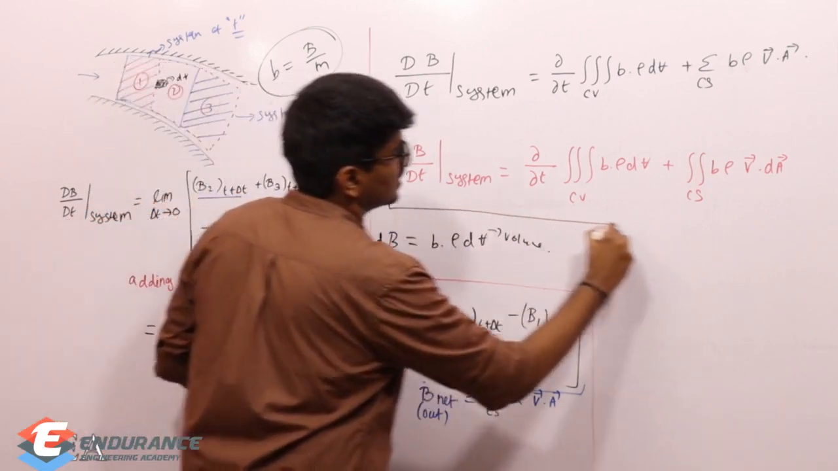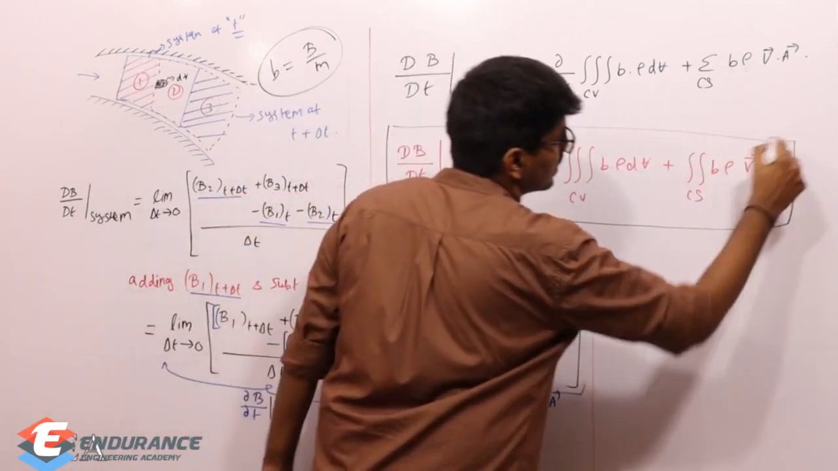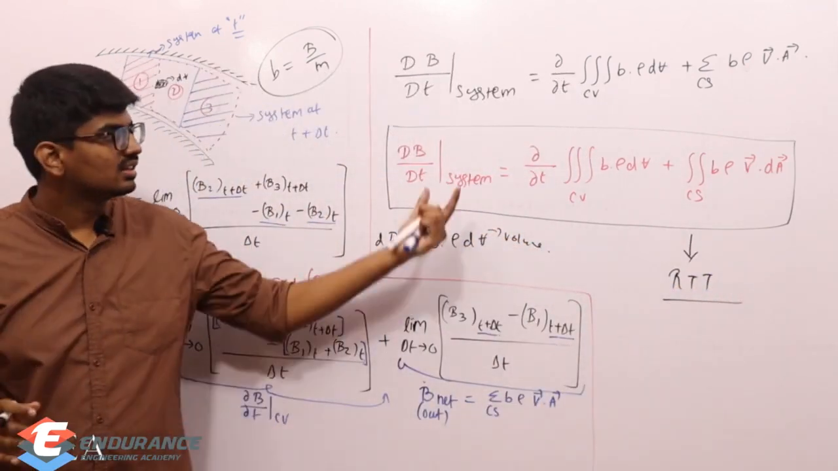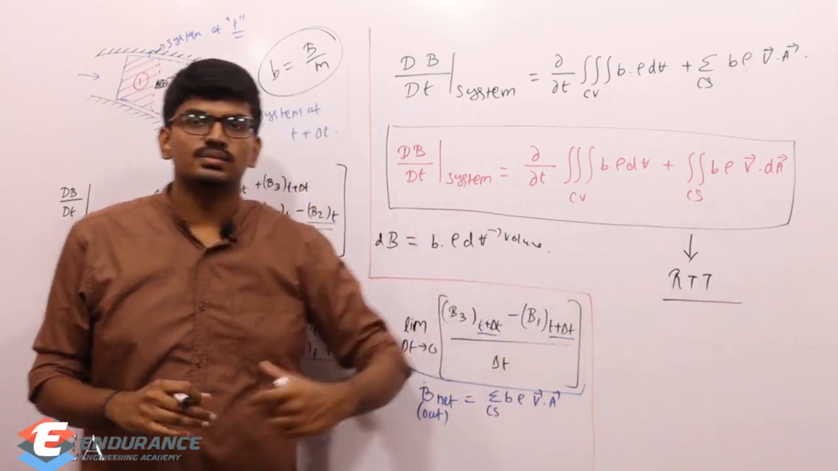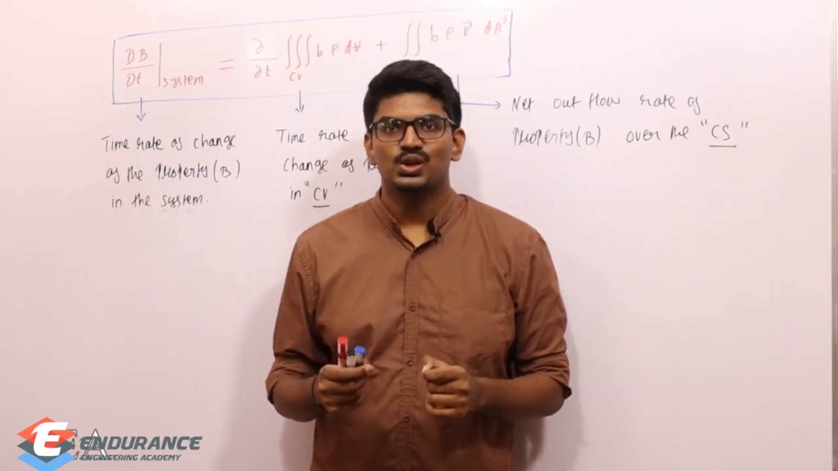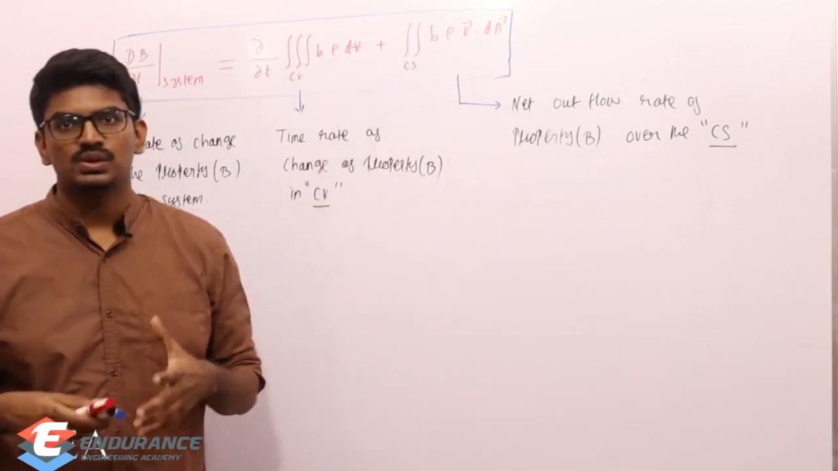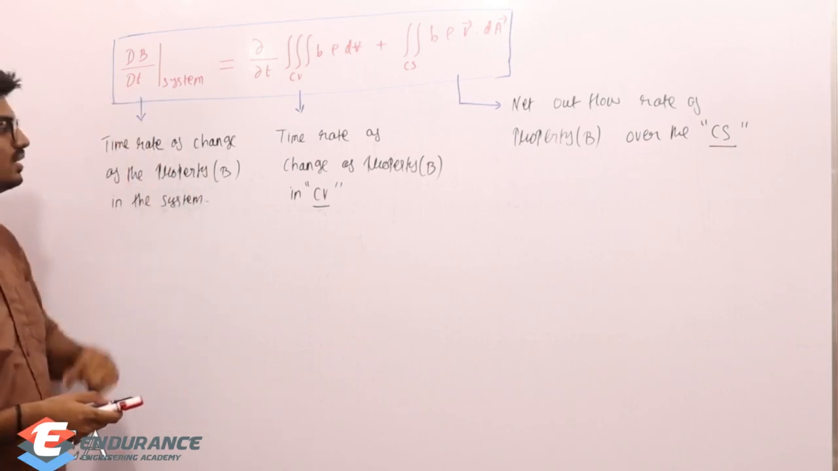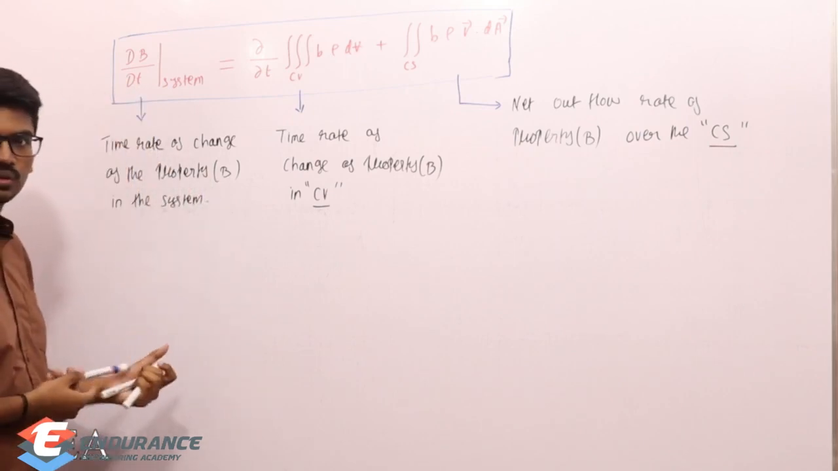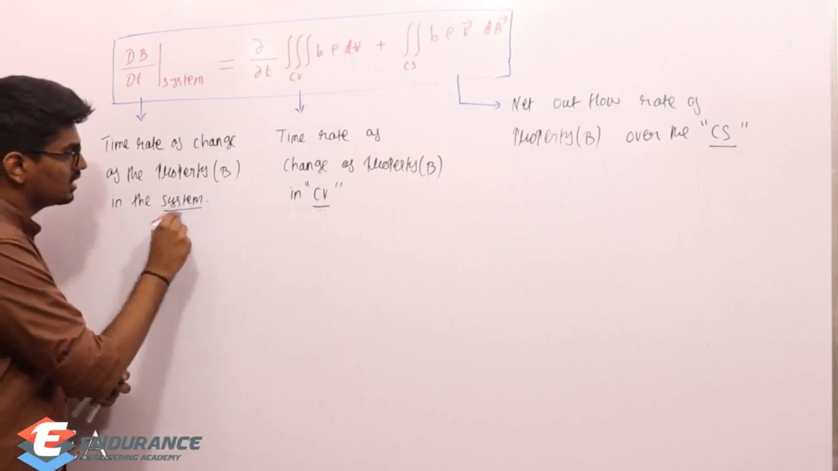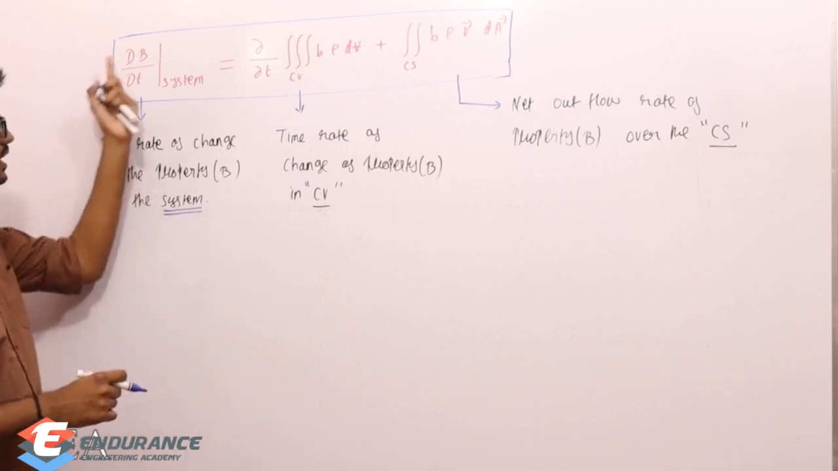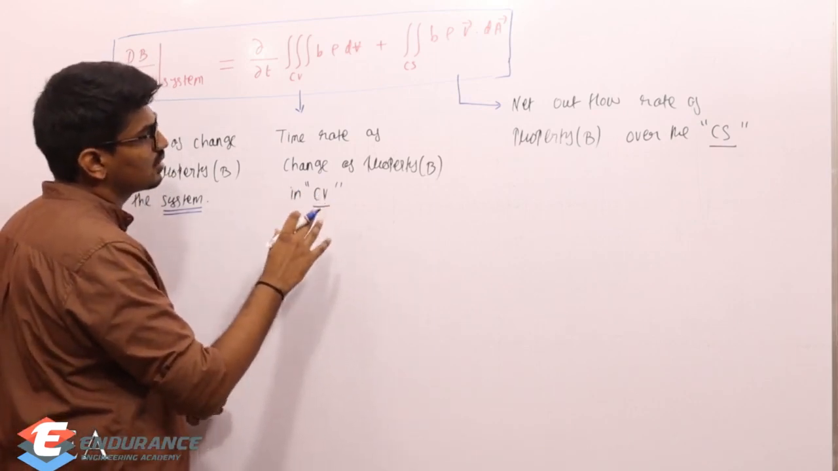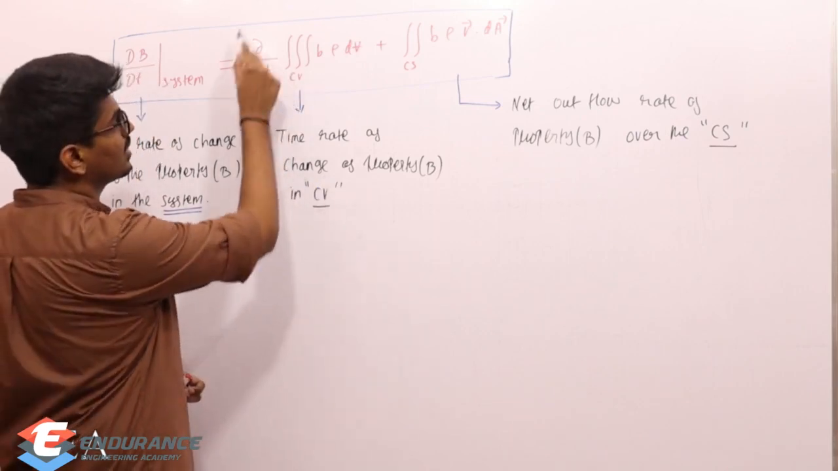This is my RTT, relating system with control volume and control surfaces. So this is the final equation which we got, and what is it actually indicating? You could see here the time rate of change of the property B in the system is specified with dB by dt for the system. It is equal to the time rate of change of the property B again. So this is a time rate only, right?